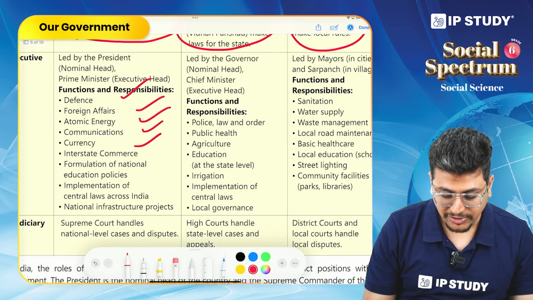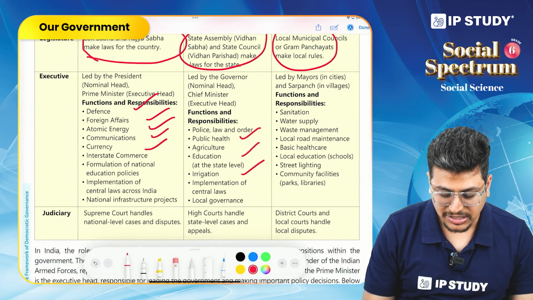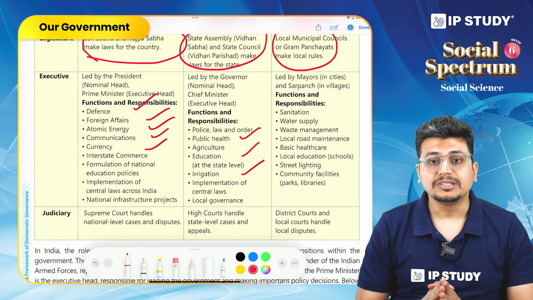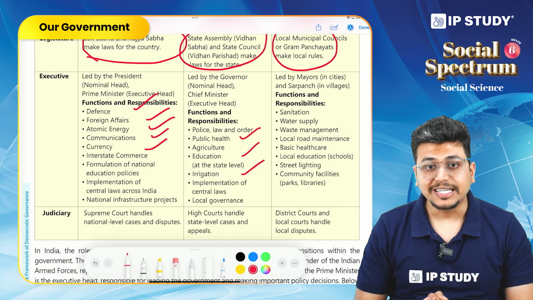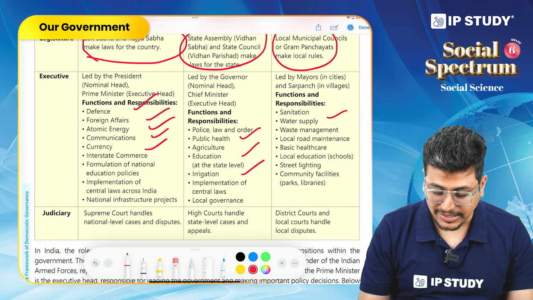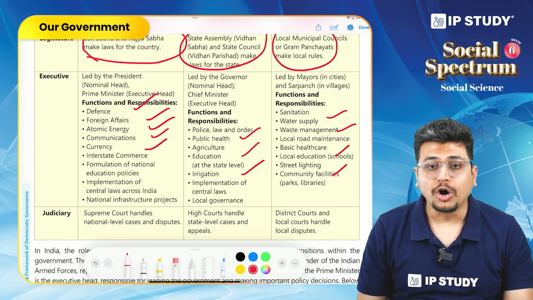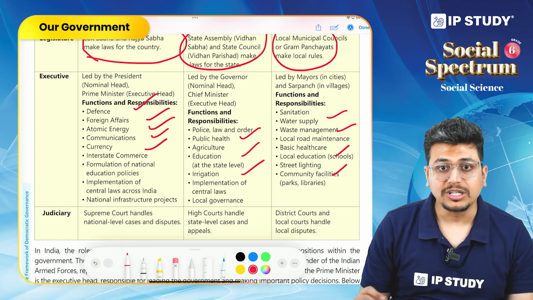And of course, when it comes to the livelihood of people, agriculture, industry, all these come under the forte of the state government. And the local issues, basically the law and order in the local areas, local infrastructure like roads, basic education, all these come under the local government, right?